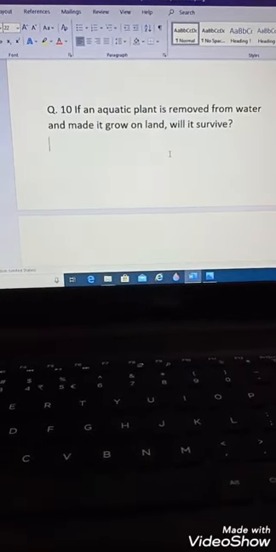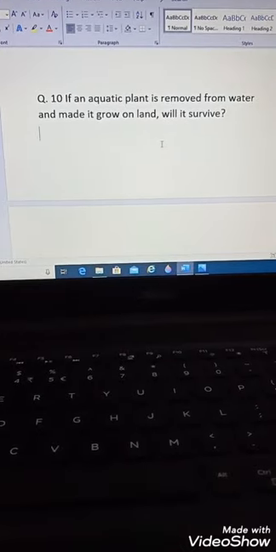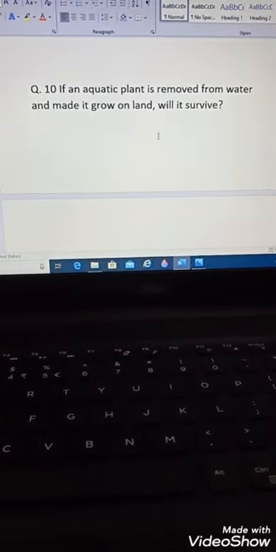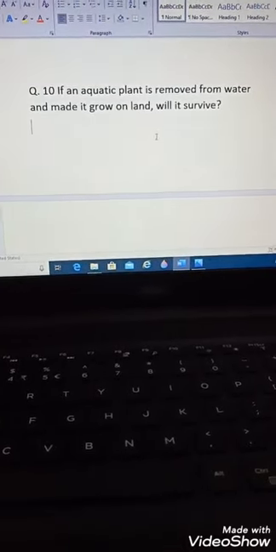So the next question is, if an aquatic plant is removed from water and made to grow on land, will it survive? No, aquatic plants will not survive on land because availability of water is less on land than in the aquatic environment. And the body design of aquatic plants is not fit for the land environment. Their roots are unable to absorb water from the deeper soil. They are unable to stand on the land. Students, please read page number 16, column water plants.